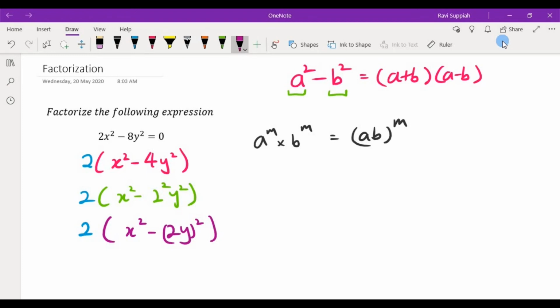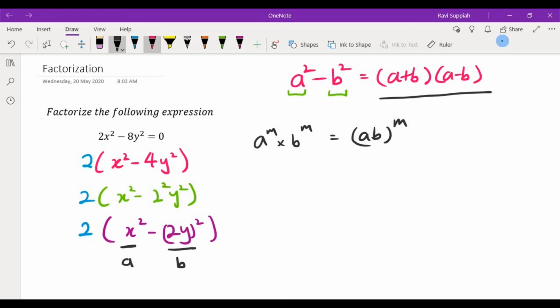Now what do we see? We see that this is one object squared, subtract another object squared. If we relate this expression to the original expression here, we can see that a is x and b is 2y. With that we can now directly replace a and b in this expression with x and 2y.